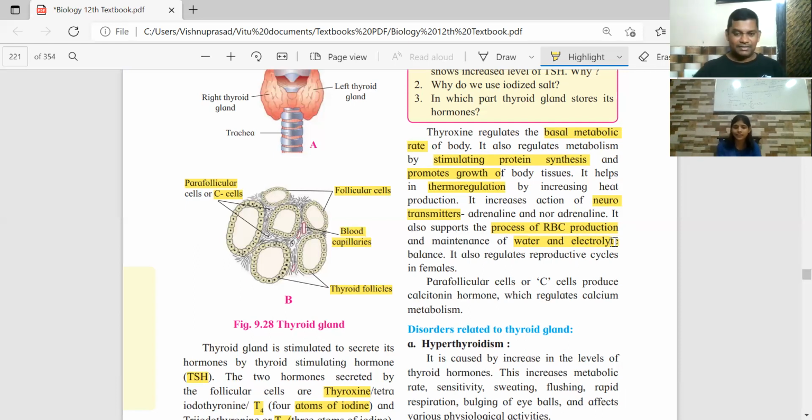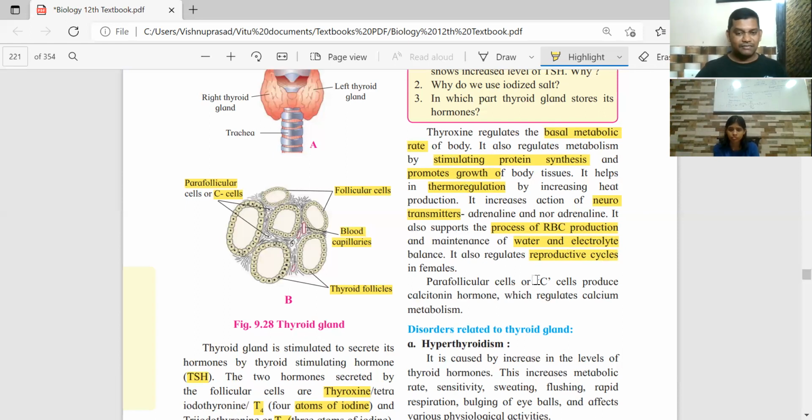At the same time, thyroxine is also able to regulate the menstrual cycle in females. It helps in its regulation. So thyroxine has many functions, and they are all associated with internal metabolism.